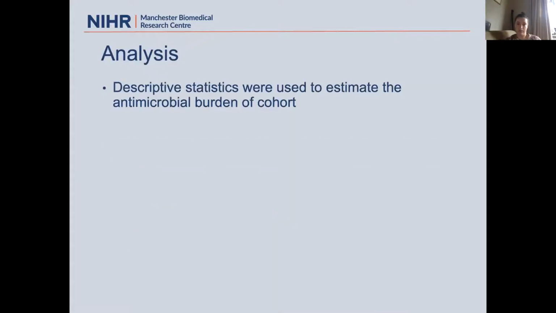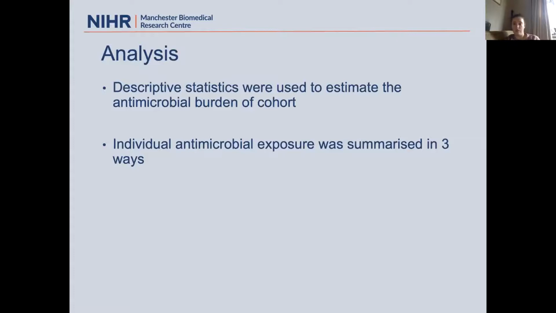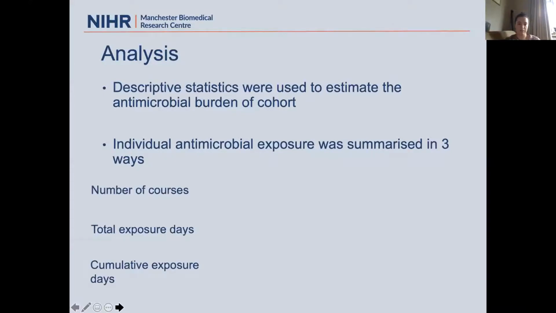So for analysis, I've looked at the overall use of antimicrobials for the whole cohort, and have also summarised individual antimicrobial exposure in 3 different ways. So I've looked at the number of courses, the total exposure days, and the cumulative exposure days.